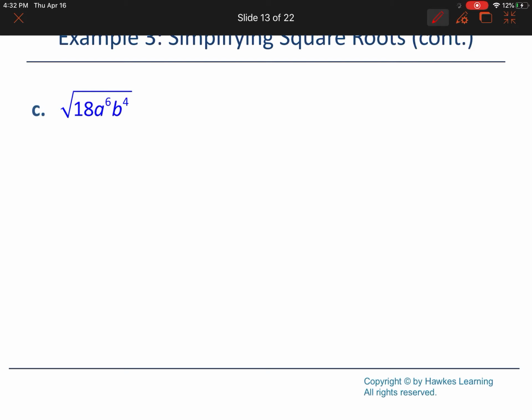Okay, so we have 18, a to the 6th, b to the 4th. Pause the video and see if you can simplify this one down yourself. Hopefully you were able to do it. The 18 we could think of as 9 times 2. These are both even exponents, so we can just leave them like that. The 9 comes out as a 3. The square root of 9 is 3. The square root of 2 is going to stay square root of 2.